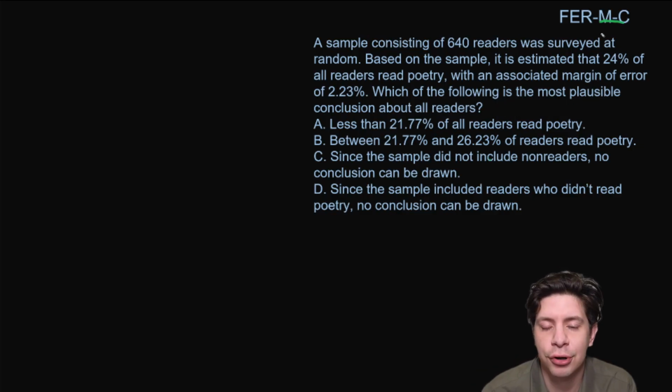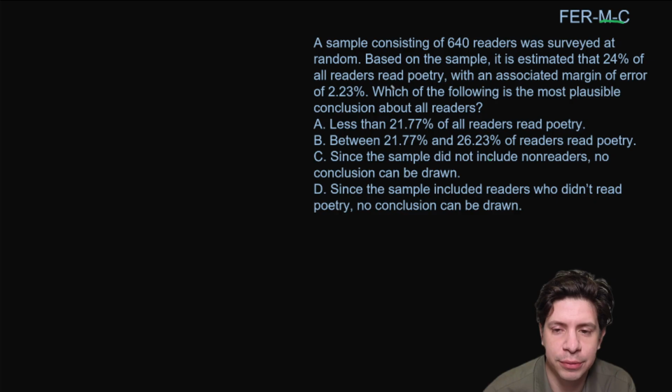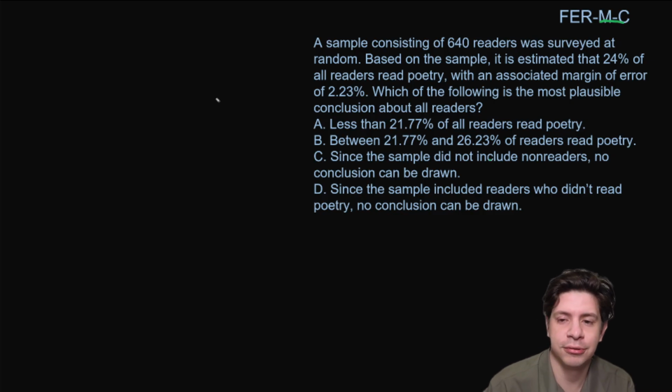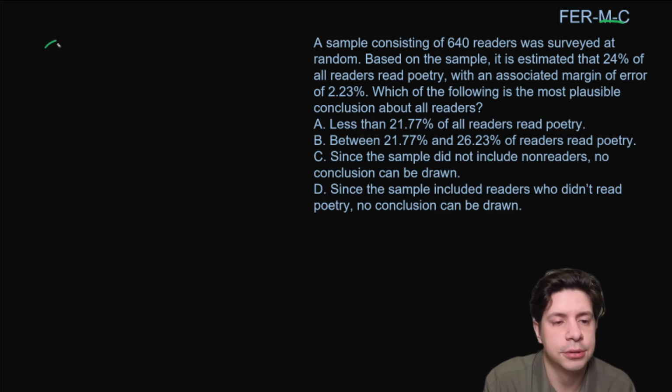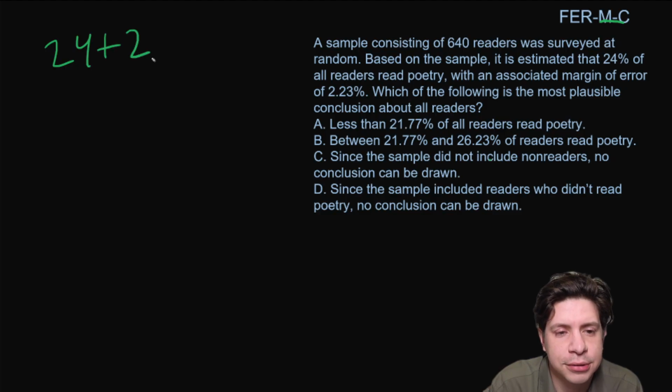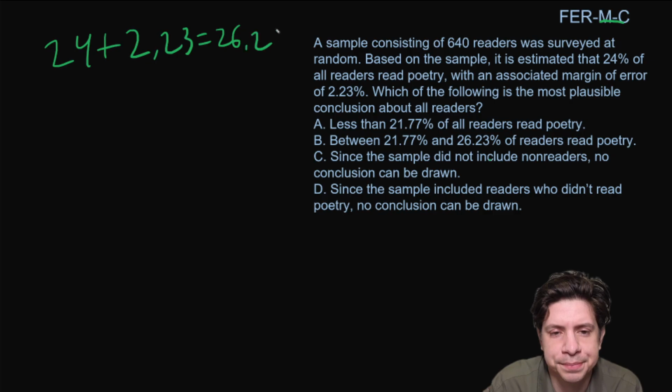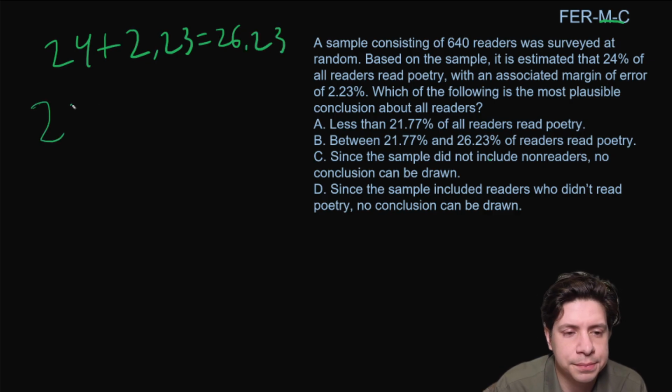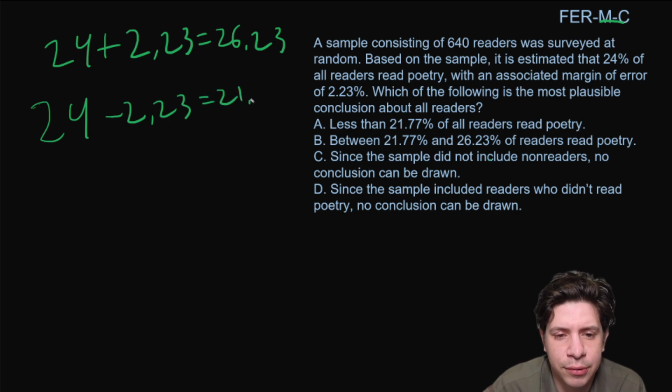So here we have the third category in the medium level questions. A sample consisting of 640 readers was surveyed at random. Based on the sample, it is estimated that 24% of all readers read poetry, with an associated margin of error of 2.23%. Which of the following is the most plausible conclusion about all readers? So again, we'll subtract and add 2.23. So 24 plus 2.23 is going to give us 26.23. And then 24 minus 2.23 is going to give us 21.77.